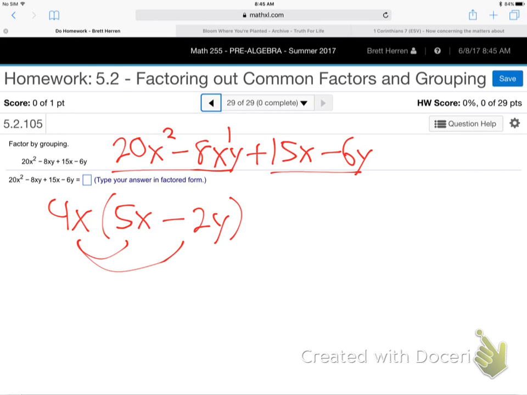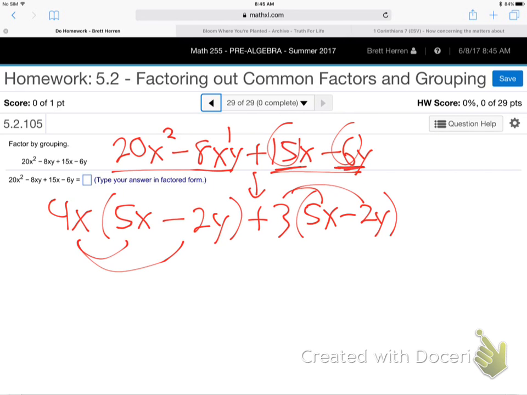That good? So far, so good? All right. Bring down the plus sign in the middle. What goes into 15 and into 6? 3. And then you know what's going to be in these parentheses. They're always a match. So just copy 5x minus 2y. You can double check. 3 times 5x, sure enough, 15. 3 times 2, sure enough, 6. It's going to be a match.